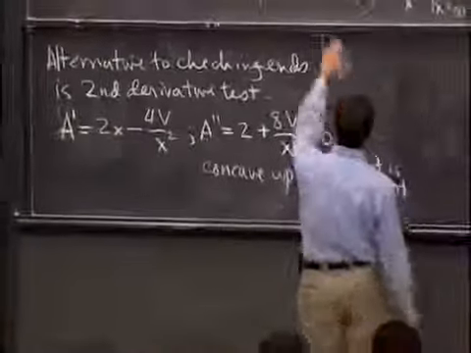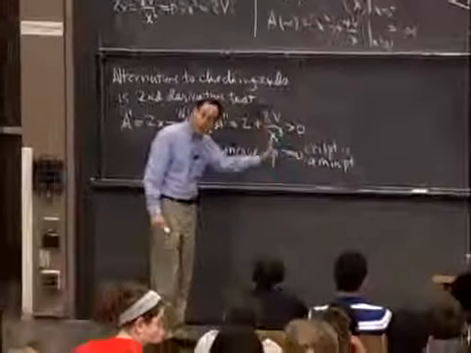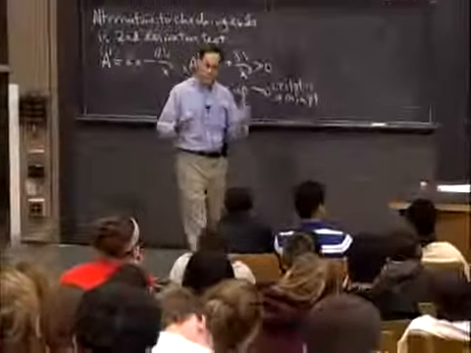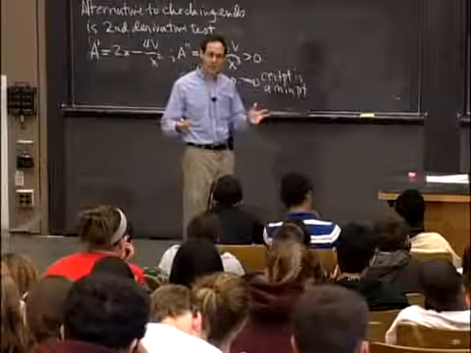So far, we've found the critical point. We haven't found the critical value. We haven't found the dimensions of the box. Okay?